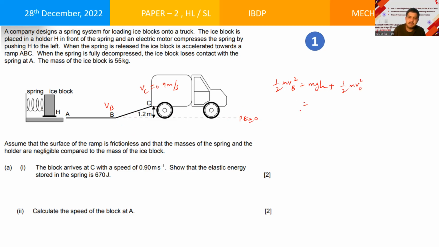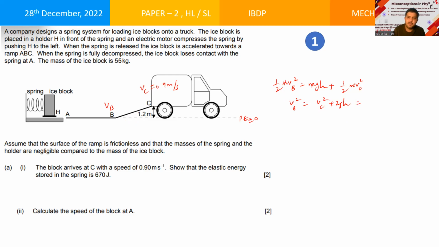Now this m goes away. What I need here is just the value of Vb. So I can now write Vb square is equal to Vc square plus 2gh. The same expression you would have arrived at if you directly used v square equals u square plus 2as.